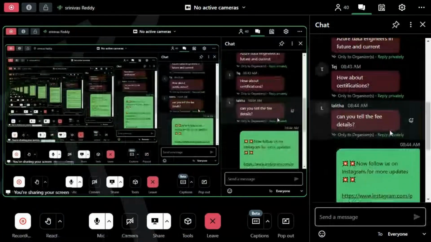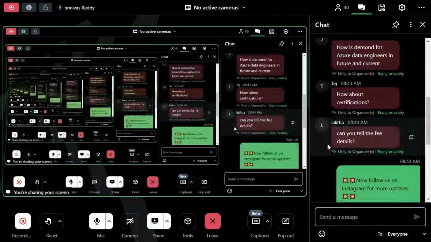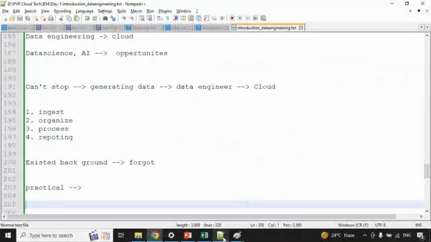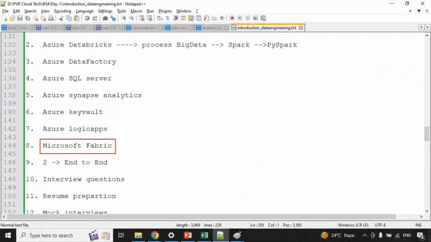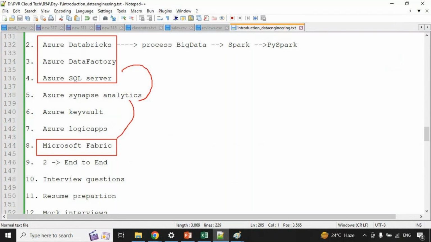Certification related, guys: after this course, you can write a Fabric certification. There is a Microsoft Fabric exam, DP-700. Earlier we had DP-203, which is going to be decommissioned this March. So you can prepare for Microsoft Fabric, which is DP-700. As I said, guys, if you know these three, then Fabric is a matter of hours. Maximum 10 hours, you will understand.